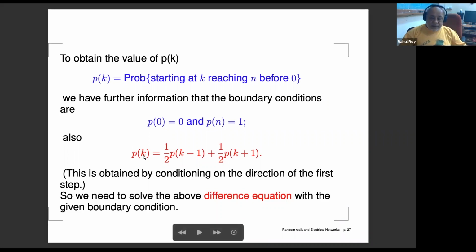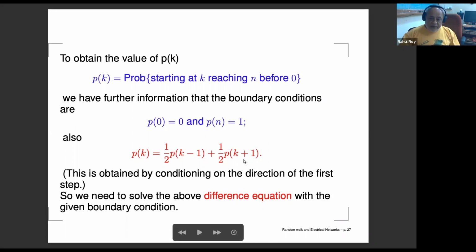Okay. And also, pk, when Johnny Walker is at k, there's probability half that he takes a step to the left, in which case he is at k minus 1. And from there, it's probability pk minus 1 that he reaches home before the bar. And on the other hand, it's probability half that he goes to the right, in which case he is at location k plus 1. And from there, the probability is pk plus 1, because he's starting at k plus 1 now, of reaching home before the bar, reaching n before 0.